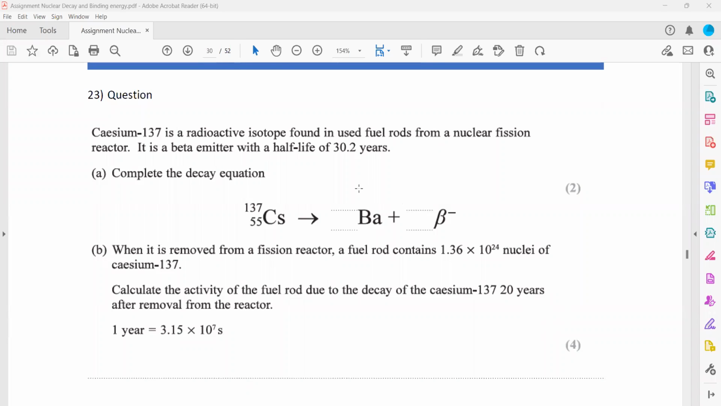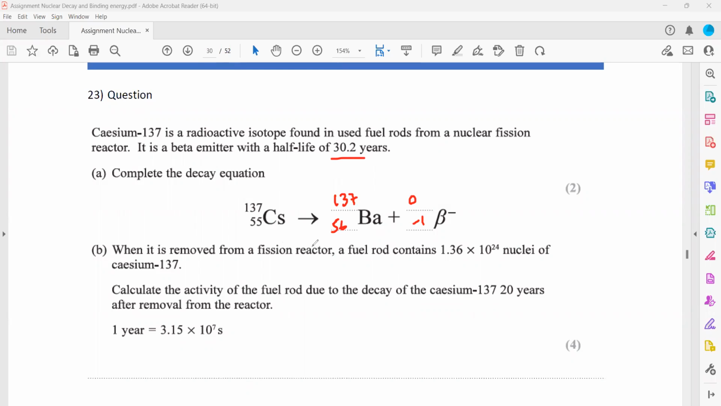So cesium-137 is a radioactive isotope which is found in used fuel rods from nuclear fission. It is a beta emitter with a half-life of 30.2 years. We have to complete for beta emission, negative beta: the nucleon number does not change, the proton number increases by 1, and for beta this will be 0 and -1.